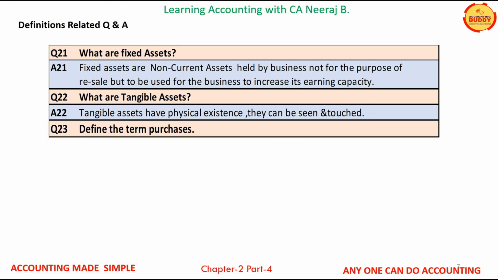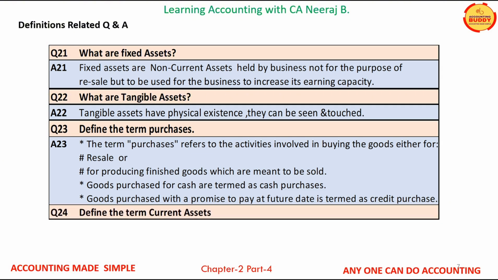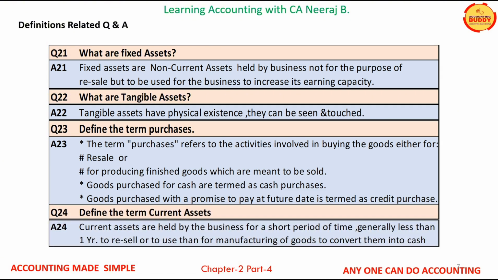Question number 23. Define the term purchases. The term purchases refers to the activities involved in buying the goods either for resale or for producing finished goods which are meant to be sold. Goods purchased on cash are termed as cash purchases, while the goods purchased with a promise to pay at a future date are known as credit purchases. Question number 24. Define the term current assets. Current assets are held by the business for a short period of time, generally less than 1 year, to resell or to use them for the manufacturing of goods to convert them into cash.